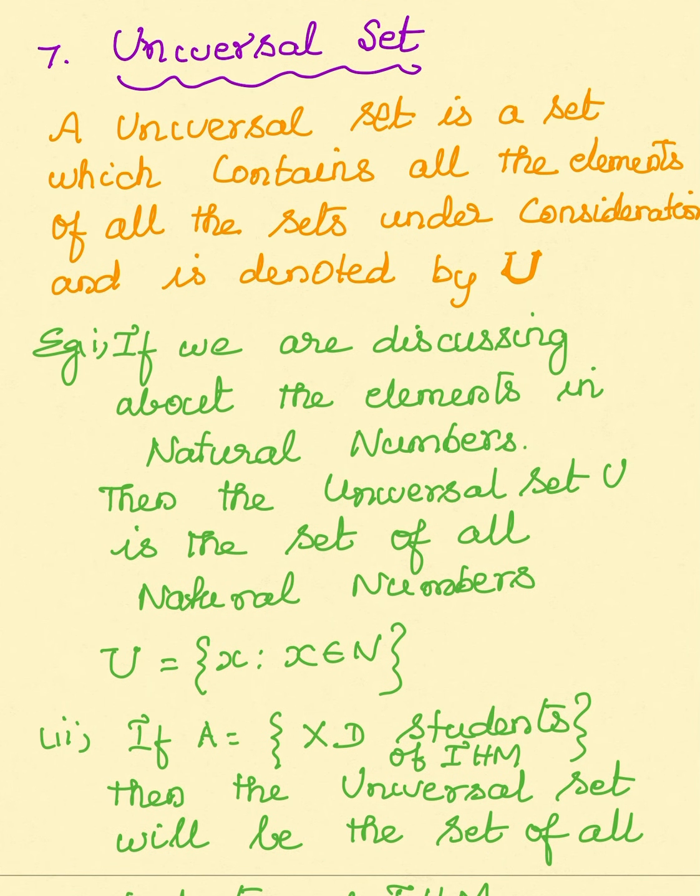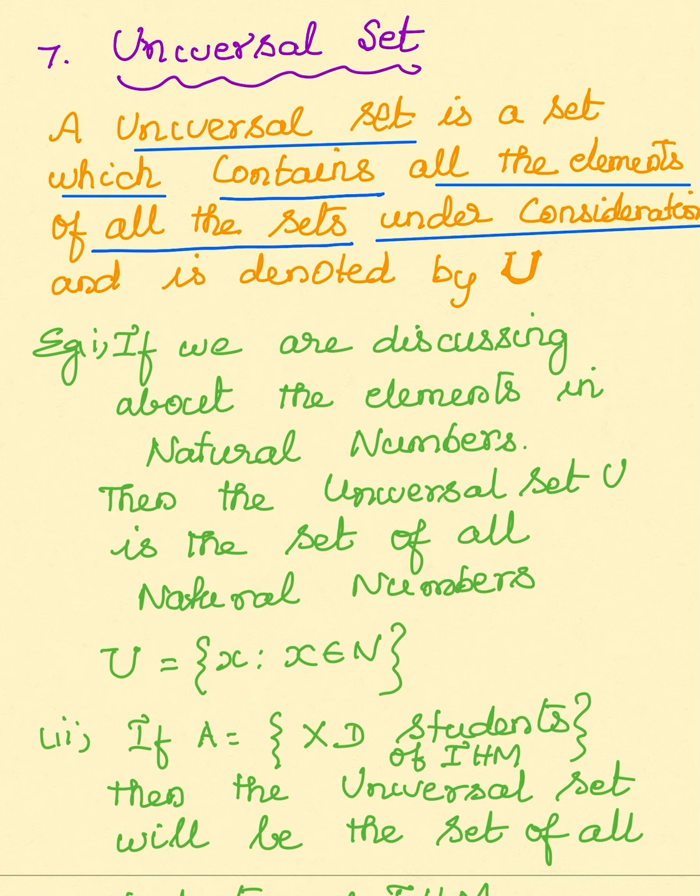Next we go to universal set. A universal set is a set which contains all the elements of all the sets under consideration, and it is denoted by U. Universal set means it's the biggest set. You compare it with your universe. Understood? So a universal set is the biggest set from where we can form as many small sets. All the elements of the small sets will be elements of the big set. That set is the universal set, and it is denoted by U.